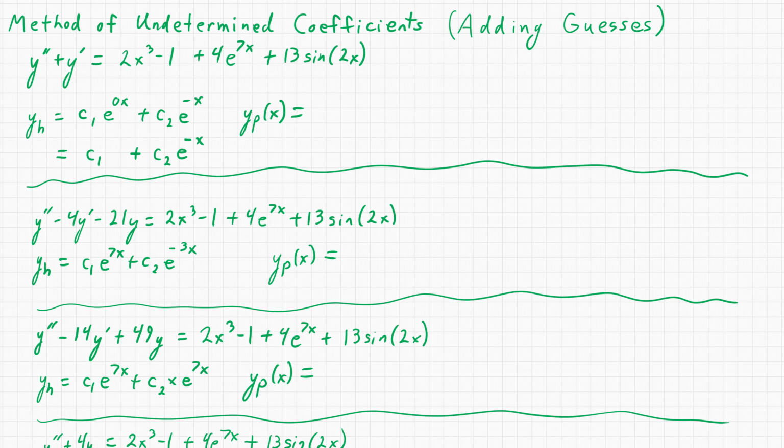So here we go. The initial guess for this: we have a third-degree polynomial, we have an exponential, and we have a trig function. So we're going to write down the normal guess first, and that would be ax cubed plus b x squared plus cx plus d. And then we're adding to that capital E times the exponential e to the 7x, plus f cosine of 2x plus g sine of 2x.